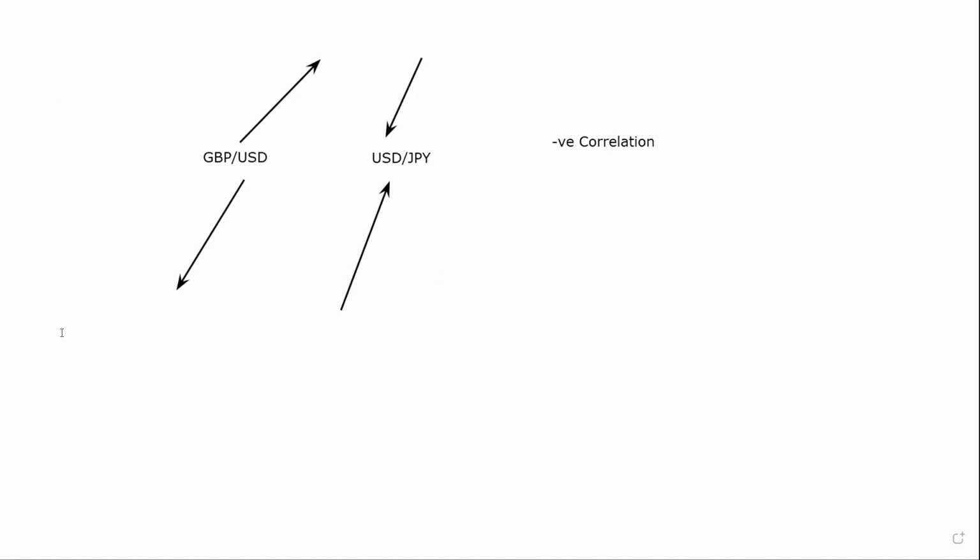So you're clear about the positive correlation and the negative correlation. Then there is another example. For example, we have EUR/GBP, and the other asset is USD/JPY. Here let's suppose that EUR/GBP is going up, and USD/JPY is moving in a range.